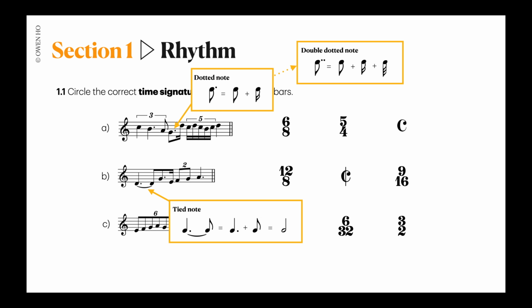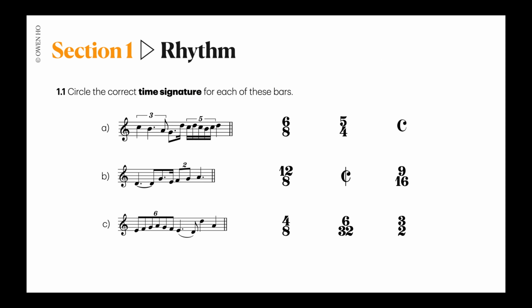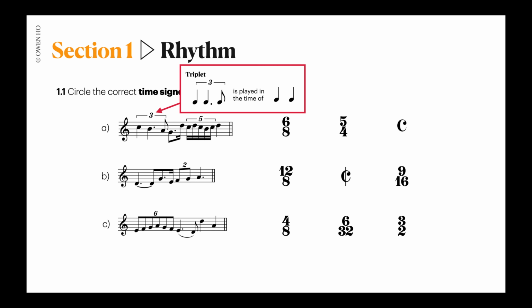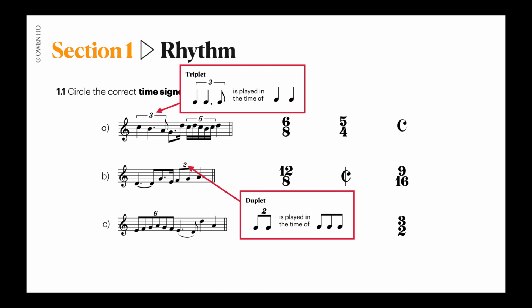Apart from dotted notes and tied notes, we also have some more rhythmic devices. The first one is called the triplet, which is signified by this bracket with a 3 sign. When you see this sign over some notes, that means you play these notes in a time of 2 beats. In this particular example, everything you see in a 3 bracket will be played in a total duration of 2 crotchets only. On the other hand, we also have something called the duplets. A duplet is the opposite of triplets, which means we play everything in a time of 3 beats.